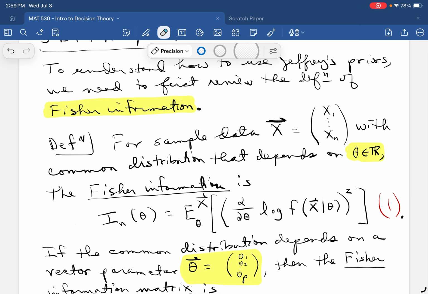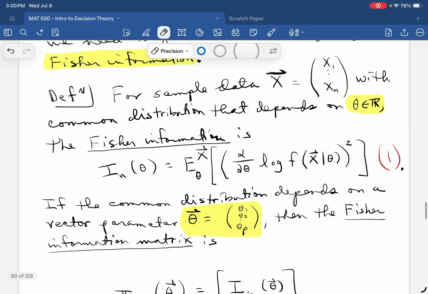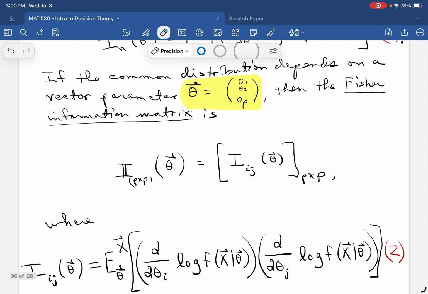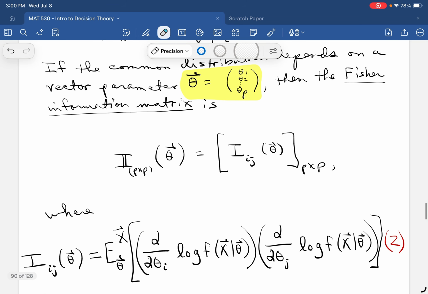So there is a lot going on there. Hopefully at this point we're comfortable enough with log likelihood and the difference between that and PMFs and density functions that this makes sense to us. And we will do some examples. Now this is assuming that theta is just one real parameter. If we have a vector parameter, we define what is called the Fisher information matrix, which we see here.